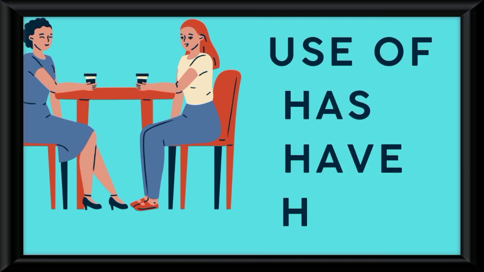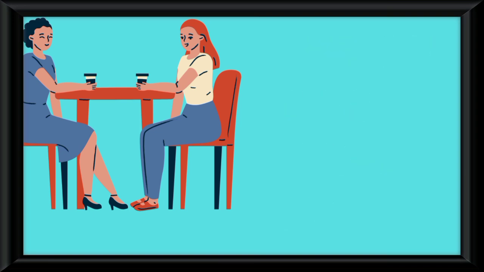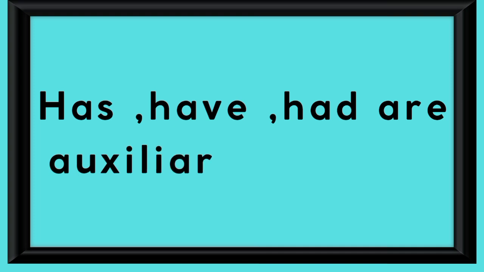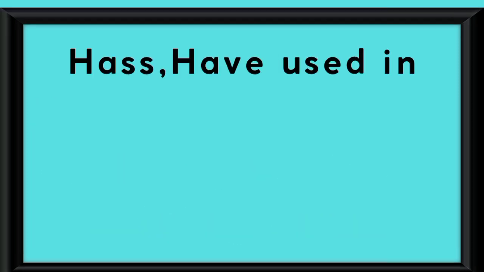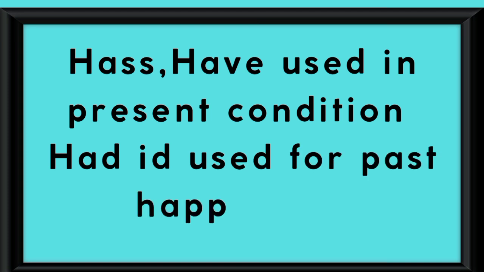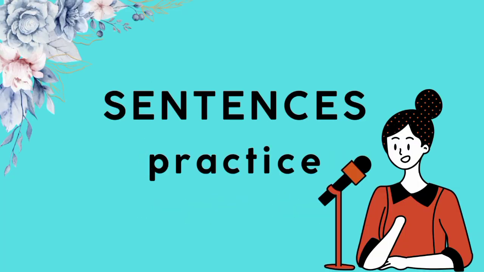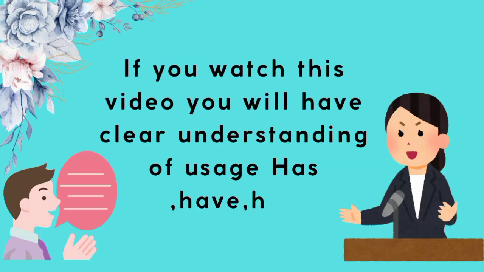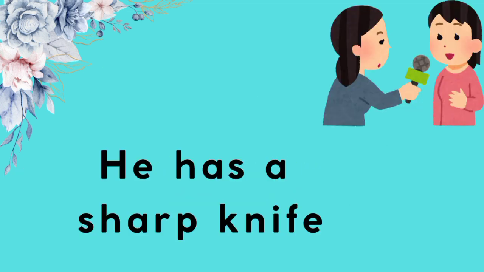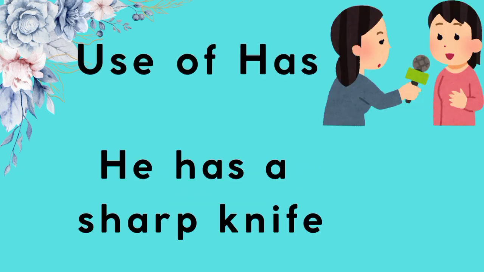Today we will learn the use of has, have, had. Has, have, had are auxiliary verbs or helping verbs. Has and have are used in the present, and had is used for past happenings. Now we'll make some sentences for practice. Let's start making sentences. If you watch this video, you will have a clear understanding of the usage of has, have, had. So let's start with the use of has.